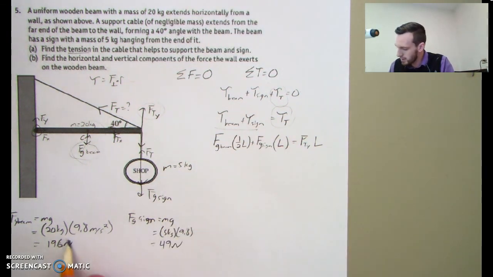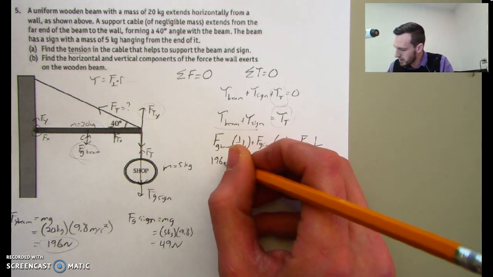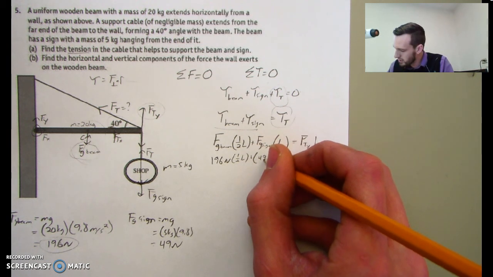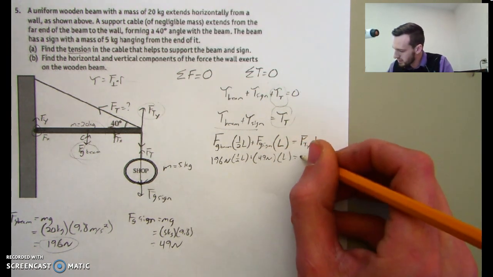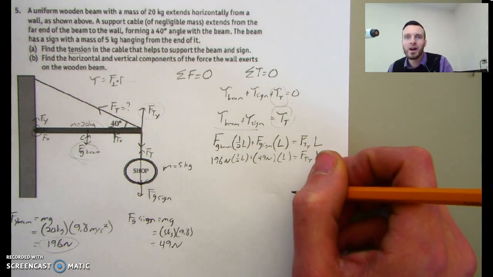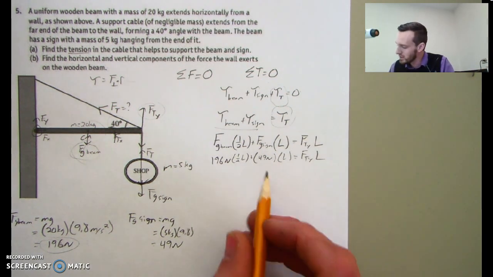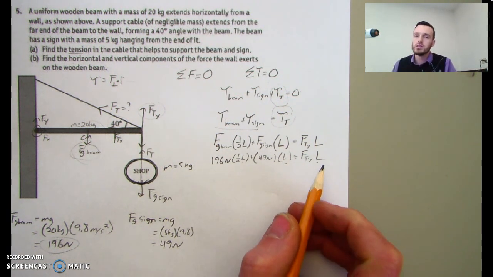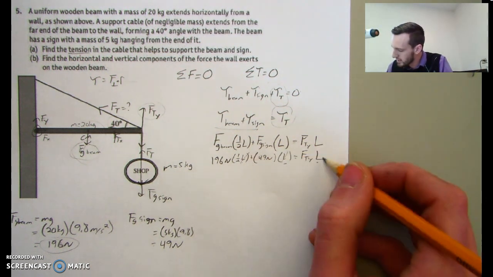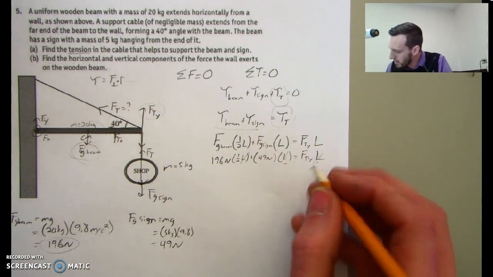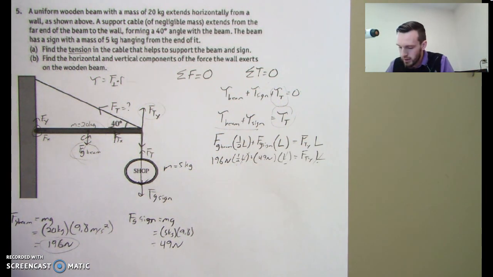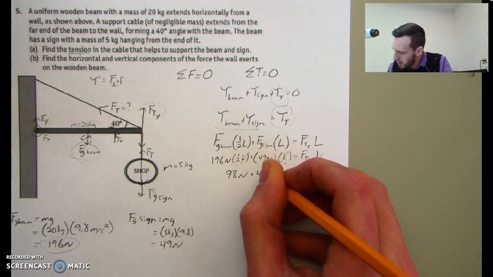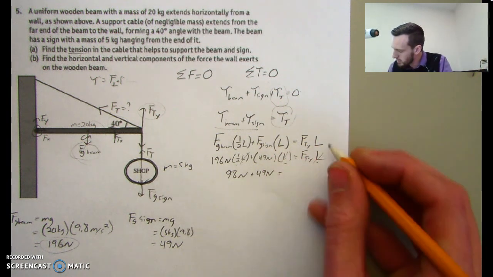So let's go ahead and plug these in here. We have Fg of the beam is 196, so 196 newtons times 1/2 L plus 49 newtons times L equals FTy times L. Sometimes you don't even need the length, because if we're careful, look, this term has an L, this term has an L, that term has an L. Only if every term has an L may you cancel that on all the sides. So we can actually just eliminate the length there because we're working on the same beam. It's the same L across there. Don't forget the 1/2 though, so half of 196 will get you 98 newtons plus 49 newtons equals FTy.